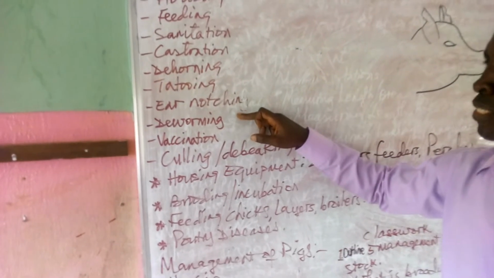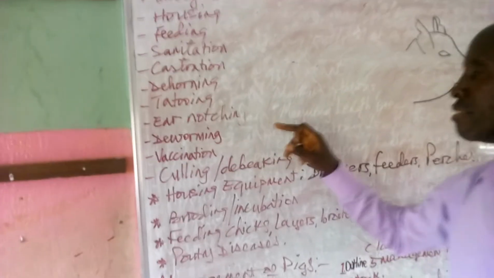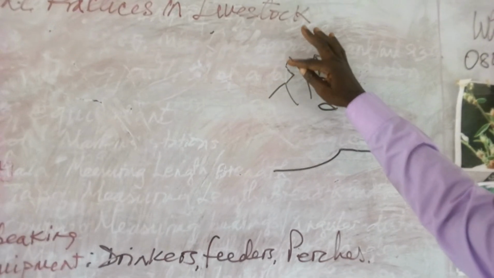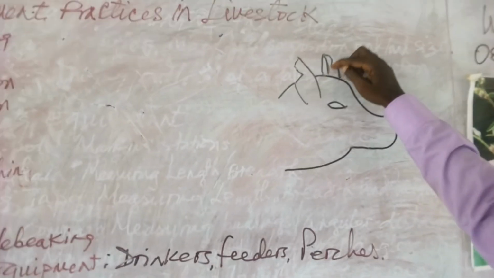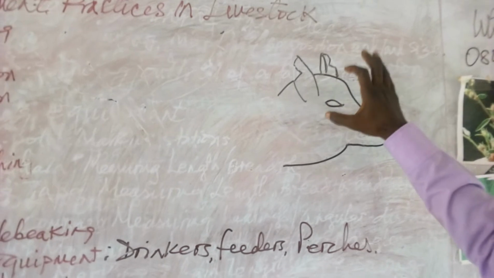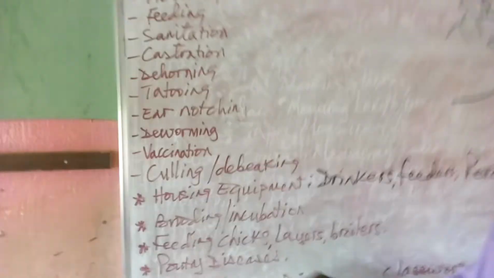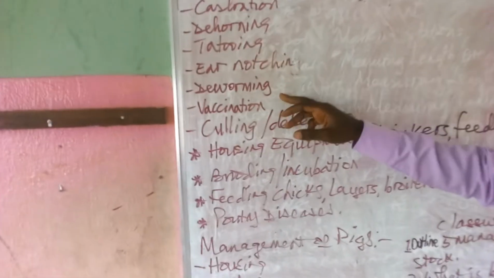Ear notching is the cutting of a piece of the ear of an animal. Look at this ear, you see a V shape here. This ear has been cut. See, this one has been cut. So that whenever you see this animal, you know that it's your own. That is called ear notching.